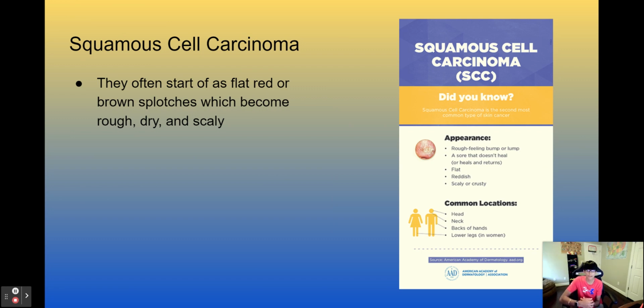Okay, next up is squamous cell carcinoma. They often start off as flat red or brown splotches, which become rough, dry, and scaly. Again, if not treated, it may ultimately develop large enough to spread to surrounding internal organs, and this one can be fatal. More common locations are the head, the neck, again the back of the hands, and the lower legs, which is more commonly found in women.